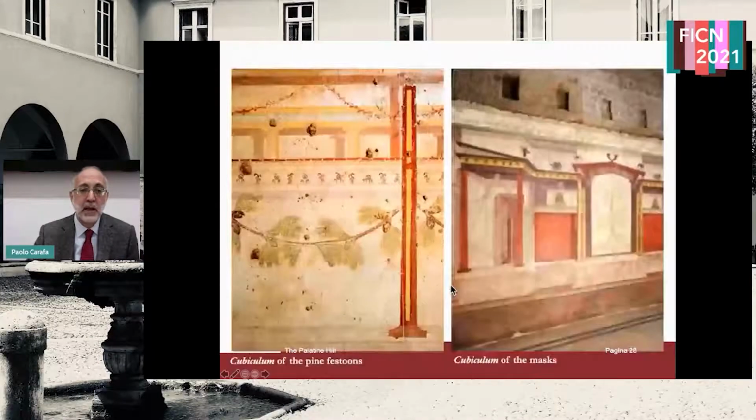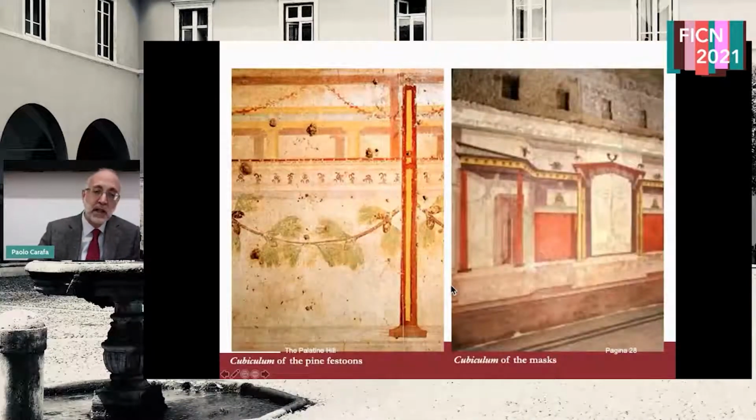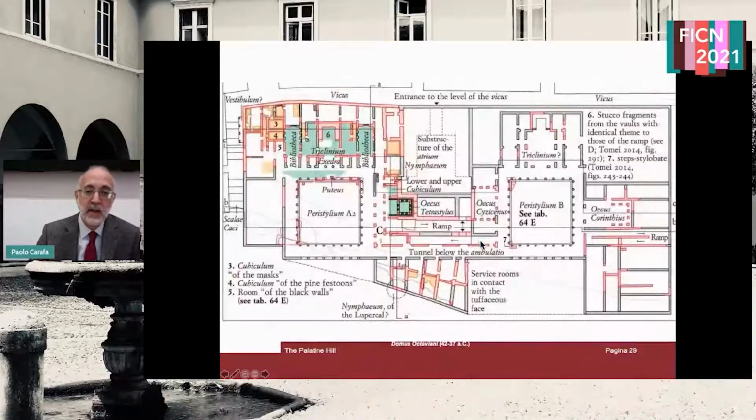As time went by, Octavian upgraded this house. This is the famous house with these wonderful paintings, the pine festoon, the cubiculum of the masks, quite famous, at least in archaeological terms. And the surface of the house was doubled. This is the area of the previous house with a peristyle and a number of rooms here.